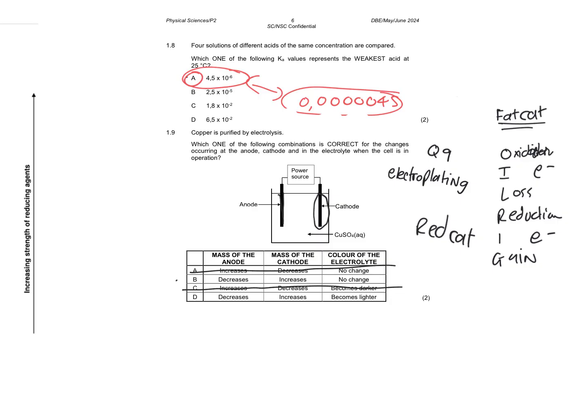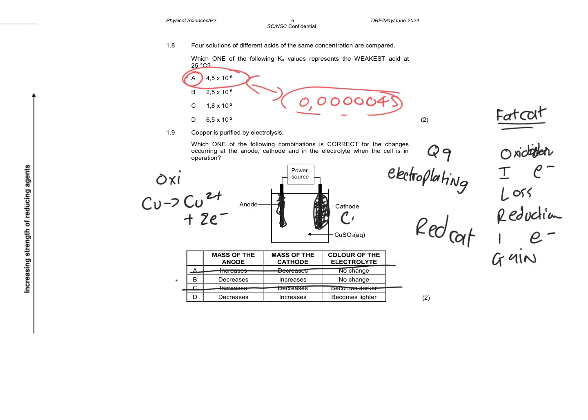The solution is copper sulfate. What's happening at the anode is that copper is getting oxidized to Cu2+ and 2 electrons. Sorry, did I say cathode? What's happening at the anode is oxidation. The copper is getting oxidized into copper 2+ ions. This one is getting eaten up and disappearing. This one is getting thicker.